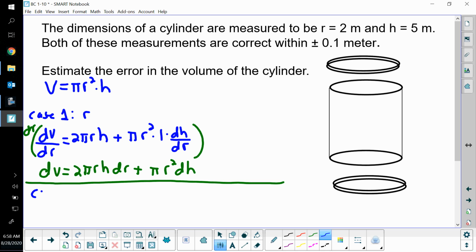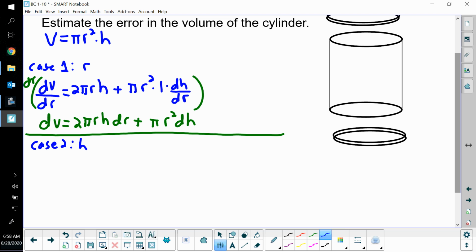So case 2, what if we had let h be the variable we are taking the derivative with respect to? Well, in that case, we would have dv over dh. We would have 2 pi r, but r is not the variable we're taking the derivative with respect to, so you'd have to multiply by dr over dh times your regular h, plus regular pi r squared times the derivative of h, which is just 1. Don't have to multiply by anything because that's what we're taking the derivative with respect to.